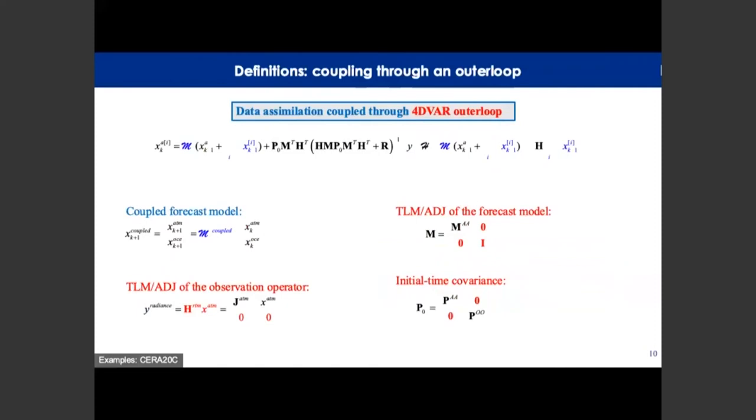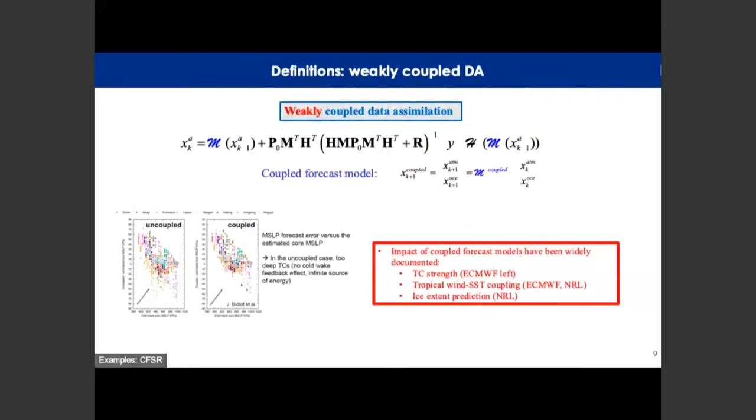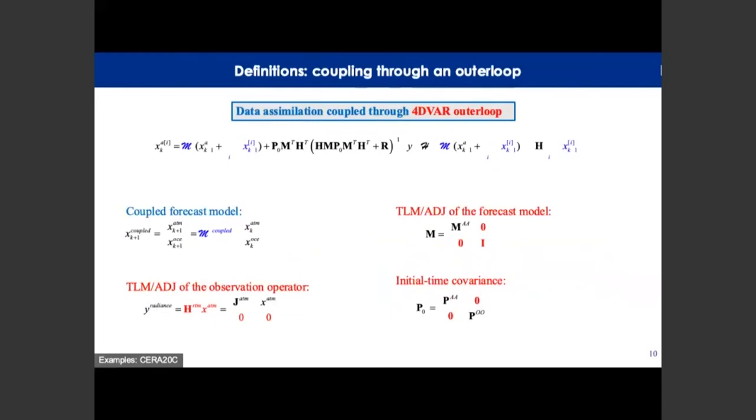The next step up is data assimilation through a coupled 4D-Var outer loop. Sorry, something happened with the slide, so you cannot actually see the extra terms. But the only thing that's coupled in the outer loop is still the coupled forecast model, and because you're iterating over the same period of time, you have this extra term that also becomes coupled. I'm really sorry that the slides don't show that.